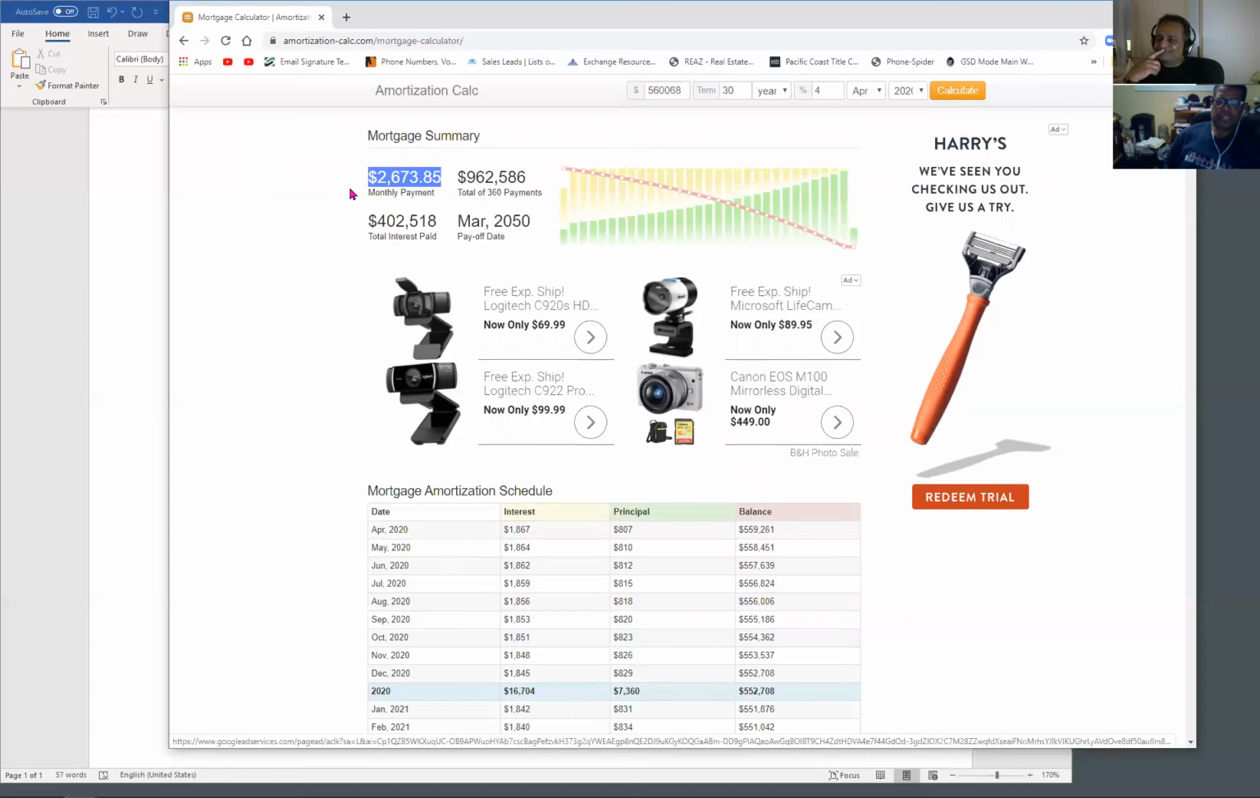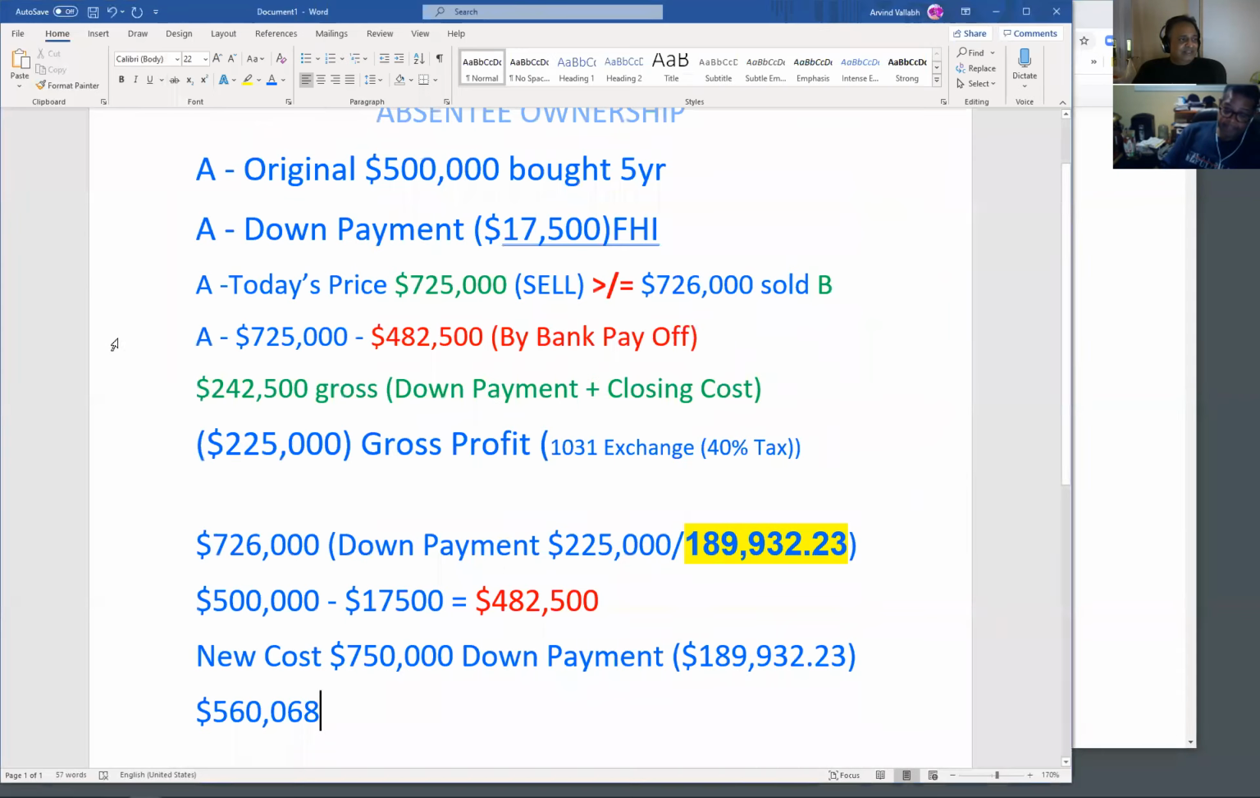Really? Yeah. There's no PMI on this. No way. Do me a favor. Calculate this. I was getting ready to go for it. 560,068 divided by this number here, 189,932. 89,932. Oh, no. My mistake.